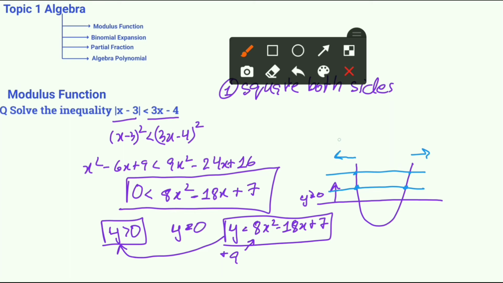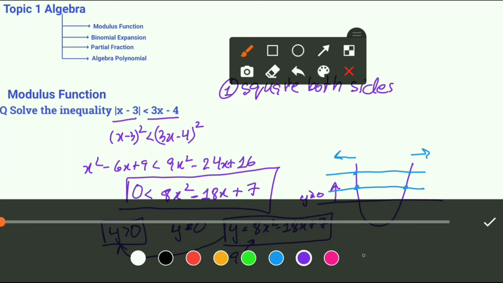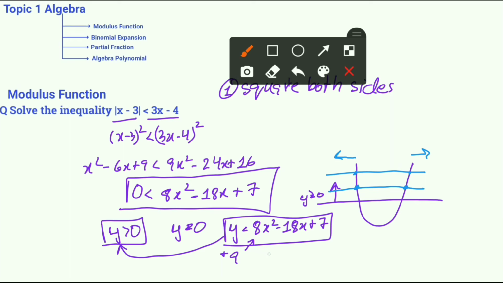The value of x is getting less and less than this, and greater than this. So let's say, if we try to solve this equation, y is equal to 8x square minus 18x plus 7, then after solving this we will get the values as 7 upon 4, and x is equal to 1 upon 2.